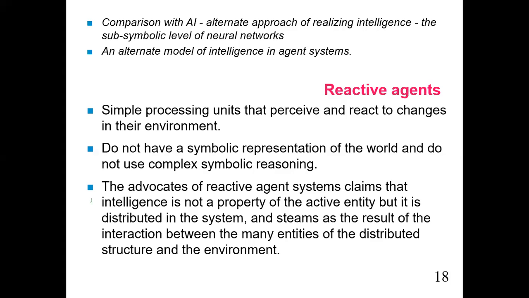They do not have a symbolic representation of the world, and do not use complex symbolic reasoning. This means that the reactive agent doesn't use the symbolic representation of the world, and it doesn't use complex symbolic reasoning. The advocates of reactive agent systems claim that intelligence is not a property of the active entity, but is distributed in the system and stems from the interaction between the many entities of the distributed structure and the environment. So the people who support the theory of reactive agents say the intelligence is not a property of the agent itself, but is distributed in the system and stems as a result of the interaction.